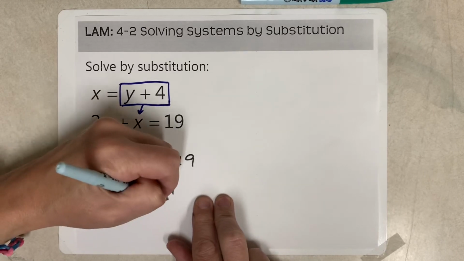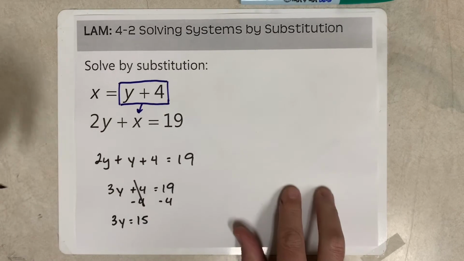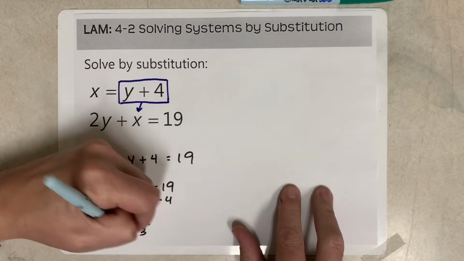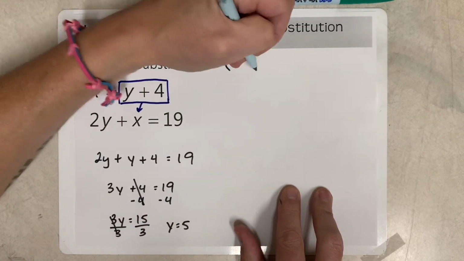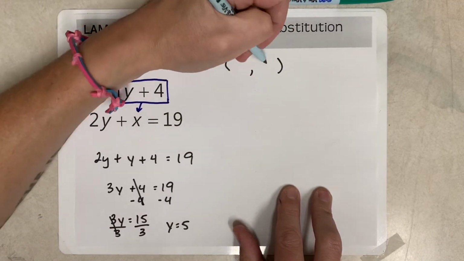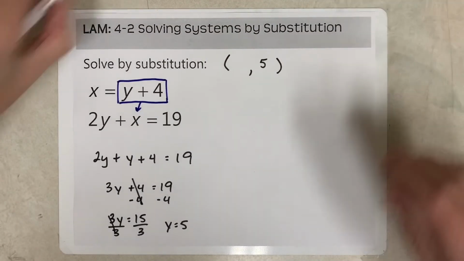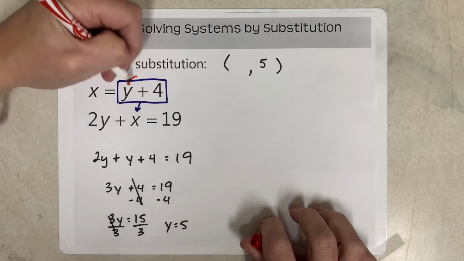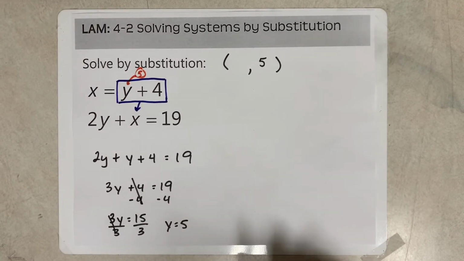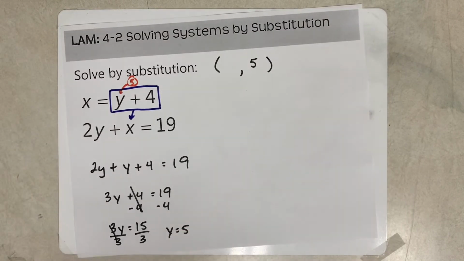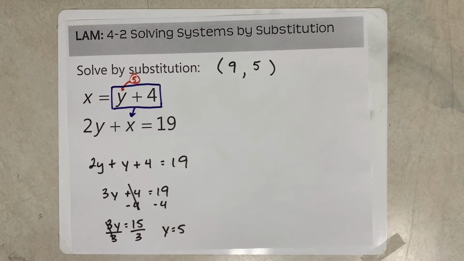Subtract 4. 3y is equal to 15. Divide by 3. And we get y is equal to 5. So wherever these two lines meet, the y coordinate is 5. Again, we take that 5, plug it in for y right there. And we have 5 plus 4 is 9. So they're going to meet at 9, 5.